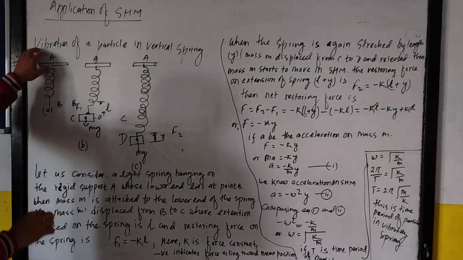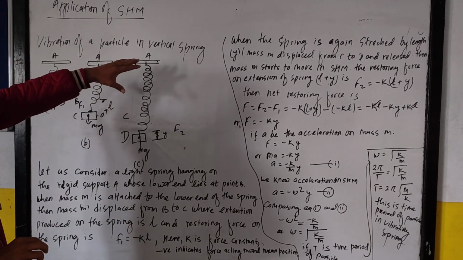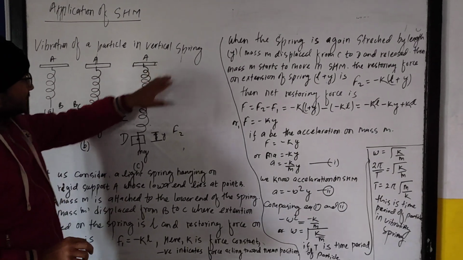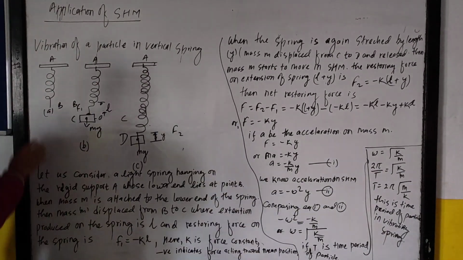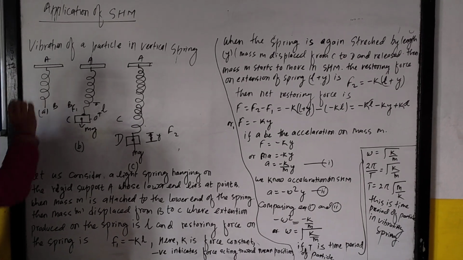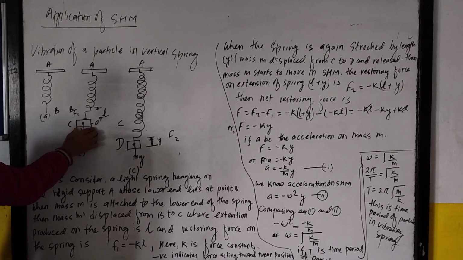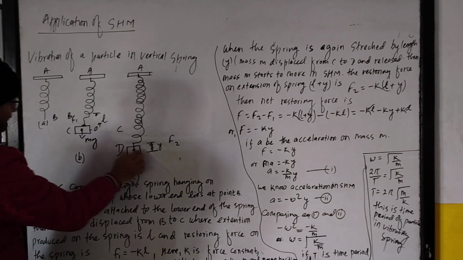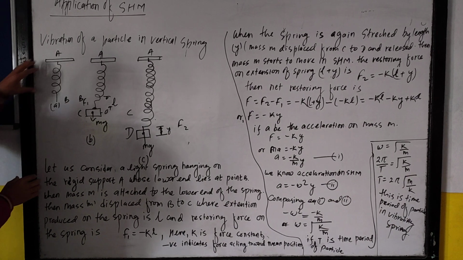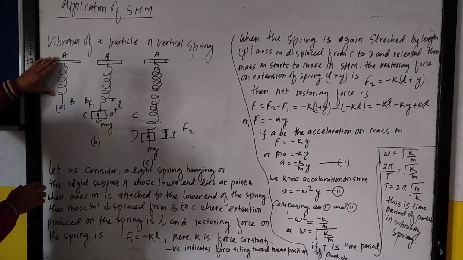You can see here the vibration of particles in a light vertical spring. All of these are springs. In figure A, the spring is not attached to the mass m, and this one is attached to mass m, and this one is also attached to mass m. You know that it is freely suspended at that time.